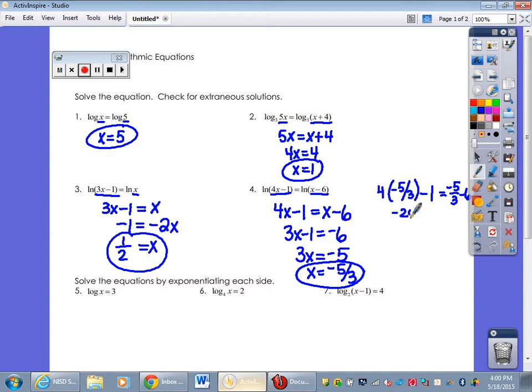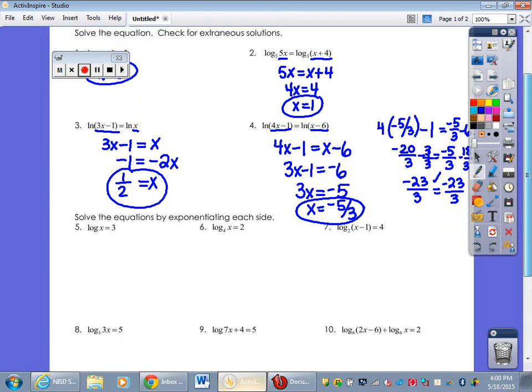This would be negative 20 over 3 minus 1 equals negative 5 over 3 minus 18 over 3. So if this is 3 over 3, we change the 1, this is going to be negative 23 over 3, and this is going to be negative 23 over 3. You have to change the denominators. So if you don't have a calculator, you're going to have to do it by hand. And since they are the same, and we put in negative 5/3, that is a good solution.